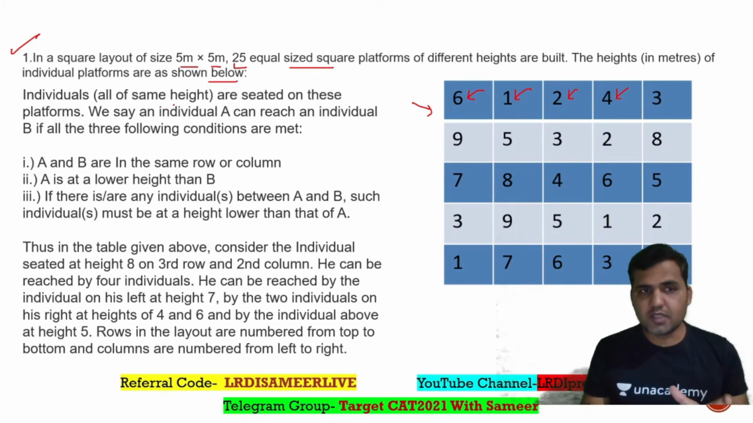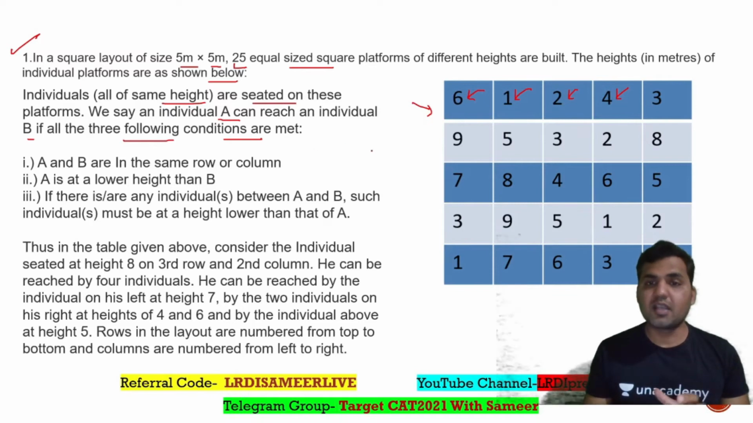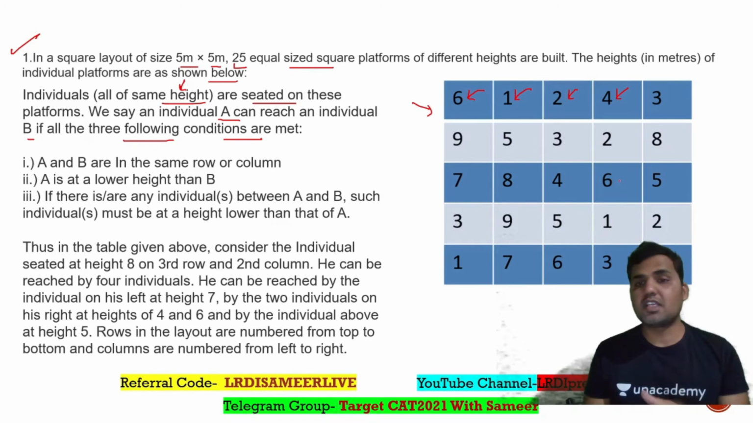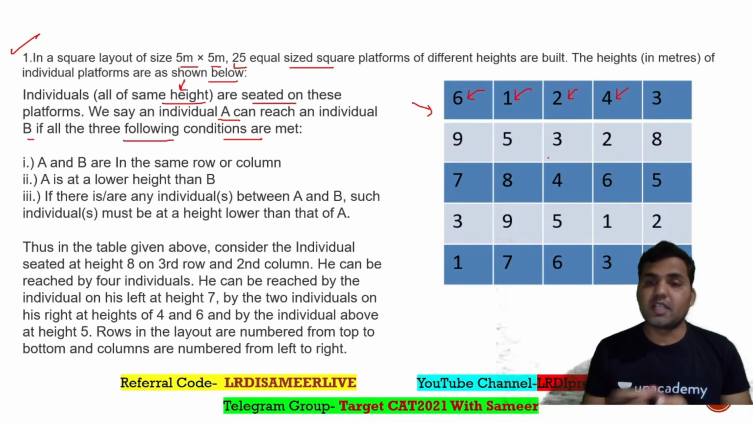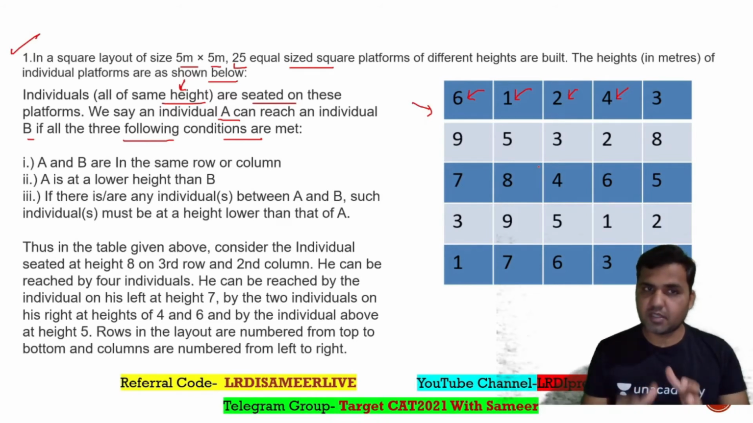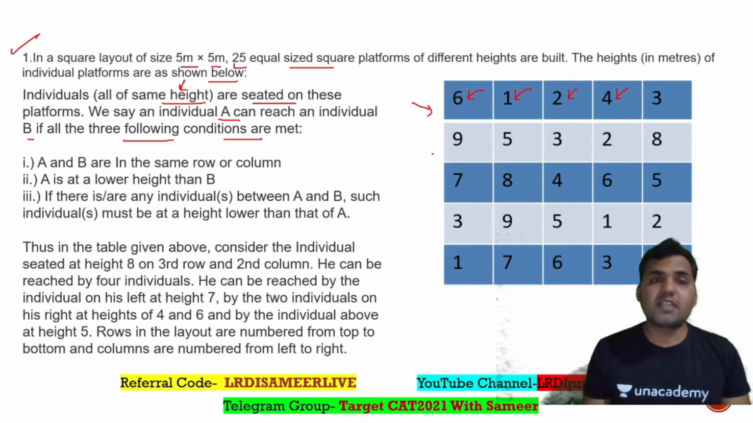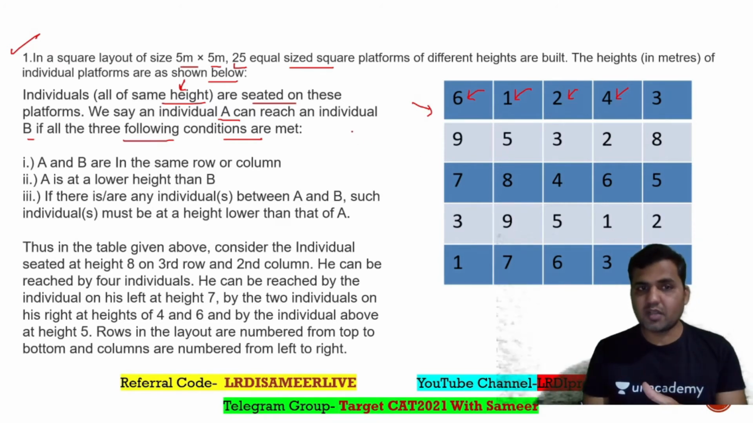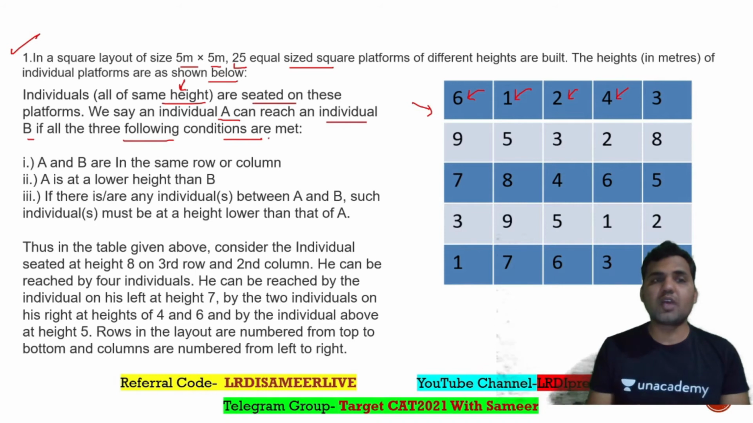Now, individuals, all of the same height, are seated on these platforms. We say an individual A can reach an individual B if all the 3 following conditions are met. So individuals of the same height are seated on these platforms, right? There are 25 people who are sitting on these 25 platforms. All these 25 people sitting on these platforms are of the same height, right? And a particular person sitting on a particular platform can reach an individual if all the following conditions are met.